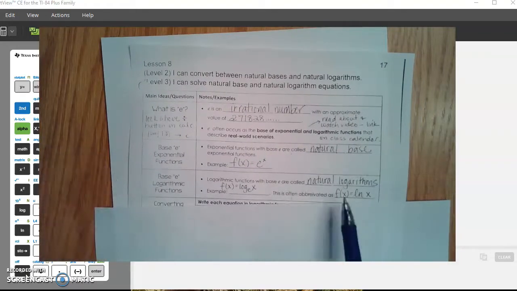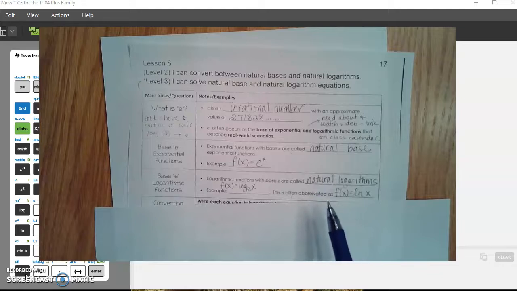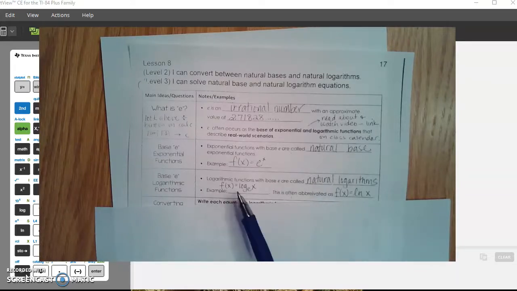So base e, they're called natural logarithms. And the way that you get a natural logarithm is when you have log base e of x. Okay? So for whatever reason, when they have log e, instead of leaving it as log e, it's rewritten as something called ln, which is your natural log. Why the letters are flipped, I have no idea, but they are.